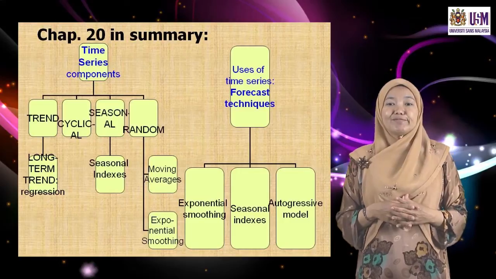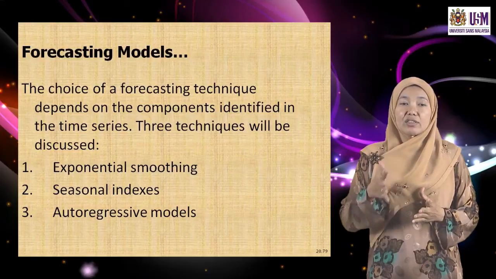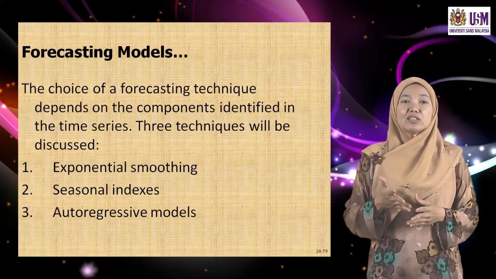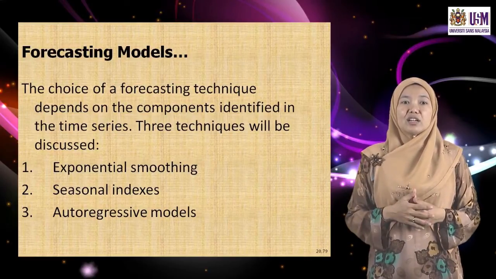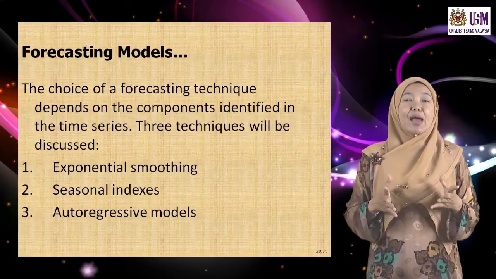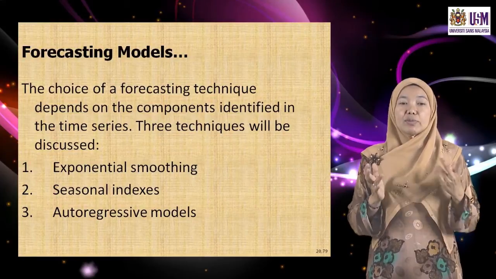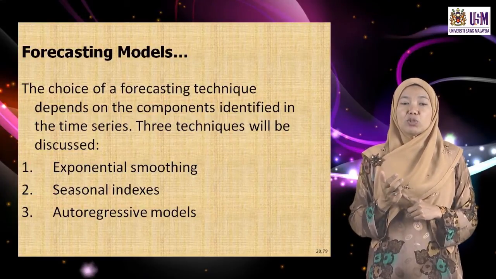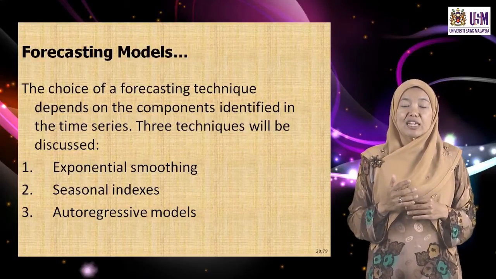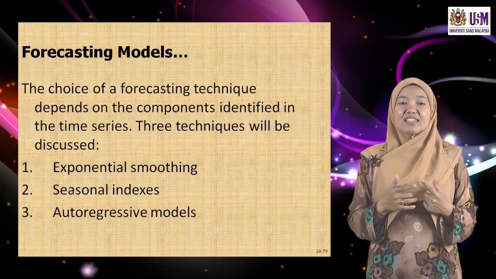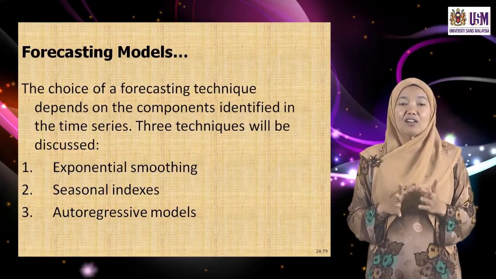So that you can study it further. So we are discussing the uses of time series. Basically, by understanding your time series, you can make your forecast. So how do you make your forecast? These are the forecasting models that you can consider. The choice of your forecasting technique depends on the component that is identified in the time series. The three techniques that we'll be discussing are, first, exponential smoothing. By now you should already be familiar with the word exponential smoothing. The second one is what we call seasonal indexes. And the third one is the autoregressive model, AR models.